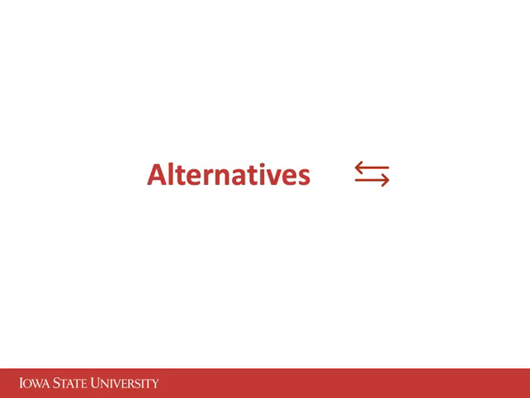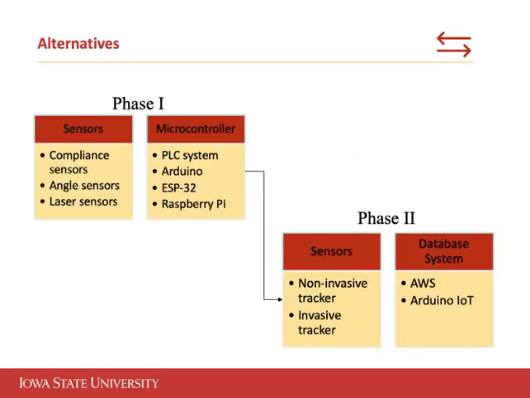We'll kind of bring you through some alternatives here, just through both phase 1 and phase 2. For phase 1, as you can see here, some sensors that we were looking to decide between to monitor the system were compliance sensors, angle sensors, and laser sensors. We really just wanted to make an educated decision that you'll see further on that is the most simple and most accurate. And then going along with phase 1, we needed to choose the correct microcontroller. So a PLC system, an Arduino, an ESP32, or a Raspberry Pi are options here that we looked to explore.